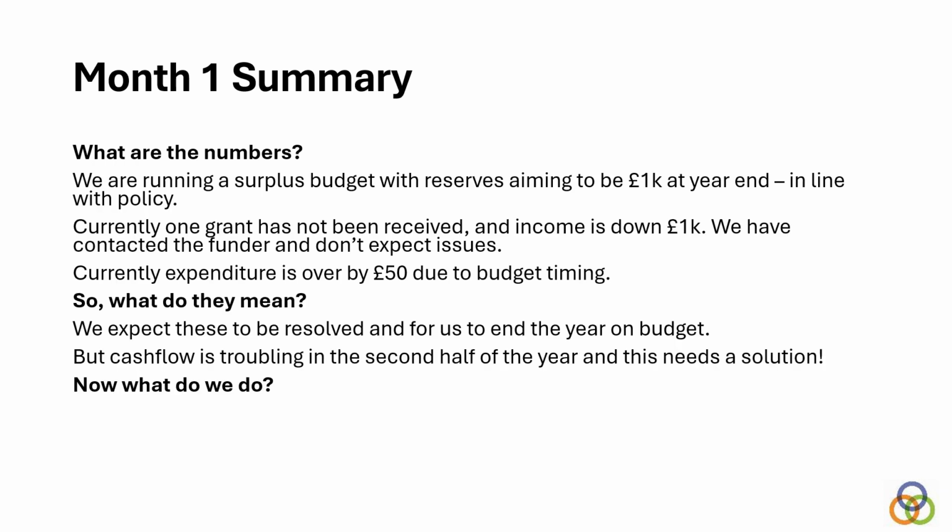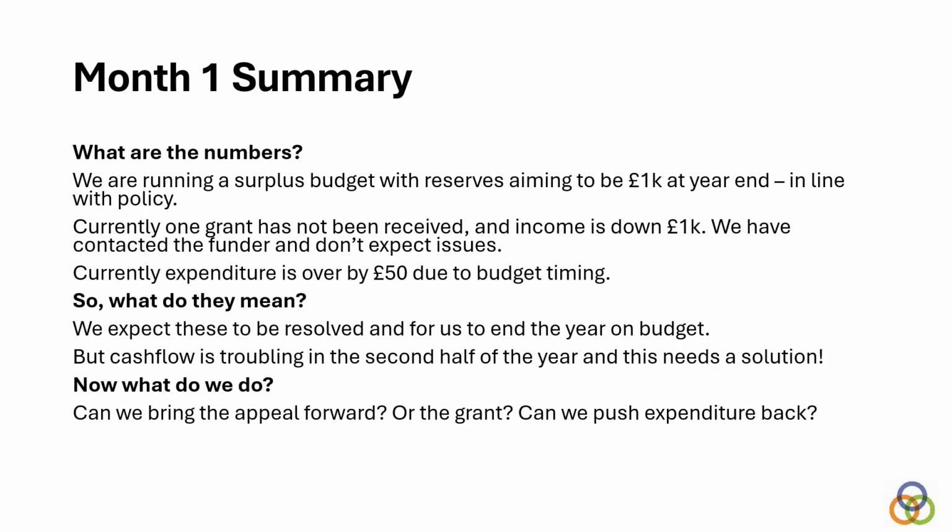We've got 3 golden questions in finance. What are the numbers? We do a description of what the numbers mean, what they actually are. Maybe we're running a surplus budget with reserves aiming to be 1,000 at year end, in line with the policy. Maybe one grant hasn't been received yet. Maybe income is down. Don't worry, we've contacted the funder. We don't expect any issues. Maybe expenditure's over budget. Then we say, okay, well, those are the numbers. What do they mean? Well, actually, we think they're going to be resolved by year end, but we do have a problem coming up, and that does need a solution.